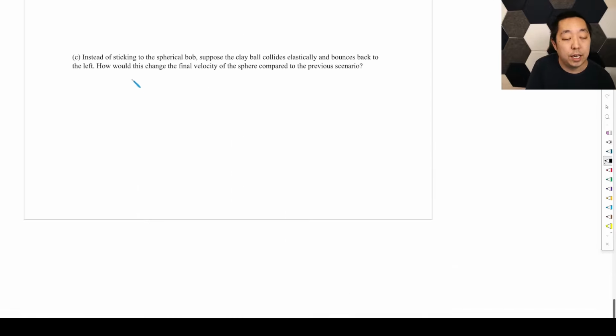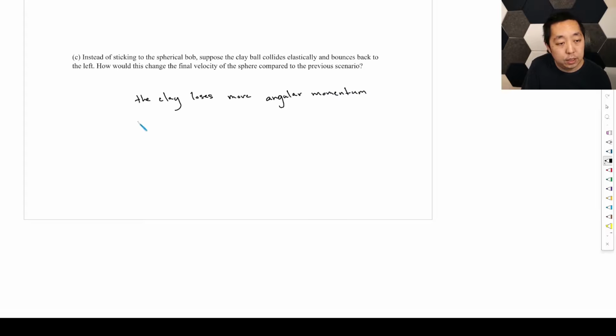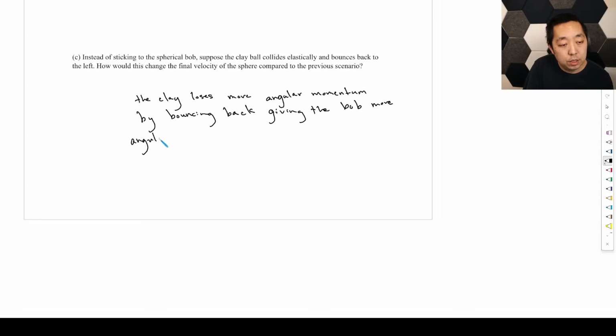So for this part, we would say the clay loses more angular momentum by bouncing back, giving the bob more angular momentum, and thus increasing its angular velocity.